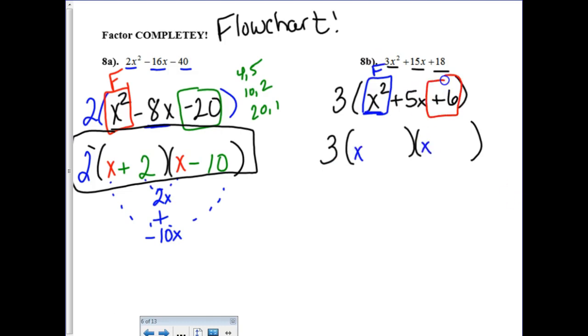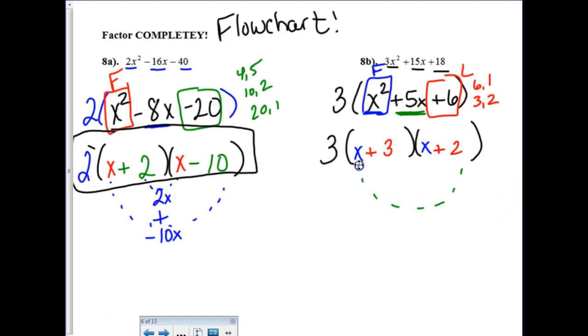My last terms have to multiply together to give me positive 6, and I notice there's all plus signs in my problem, so I'm going to go ahead and write down plus signs. But 6 could be 6 and 1, could be 3 and 2. So the last piece of the puzzle, I have to remember my middle arches have to add up to 5. So if I chose plus 3 and plus 2, my arches should check out.